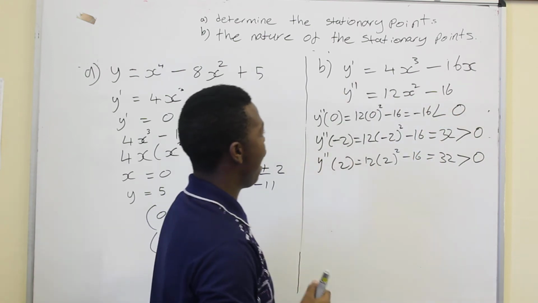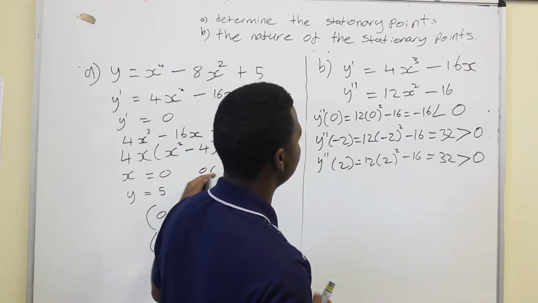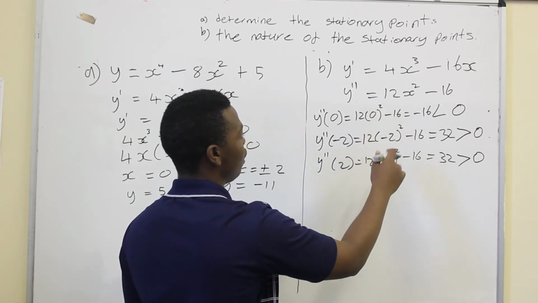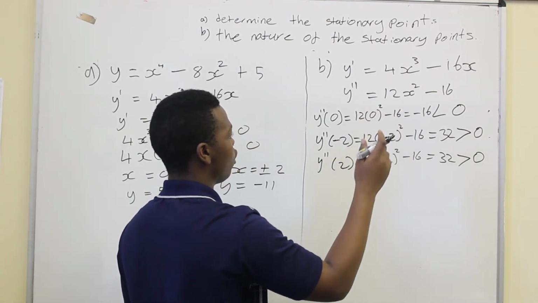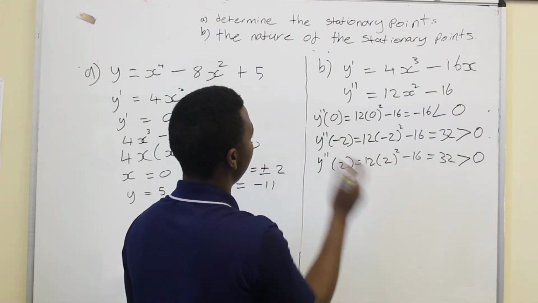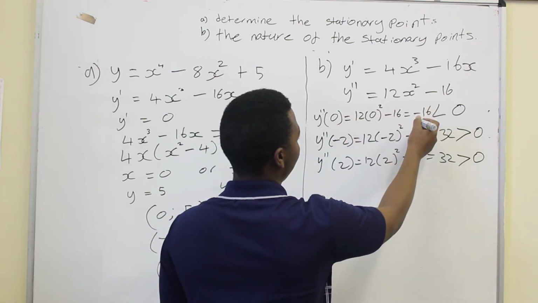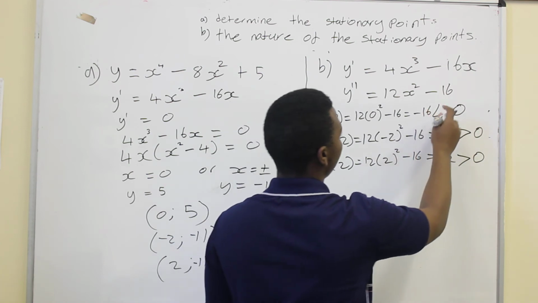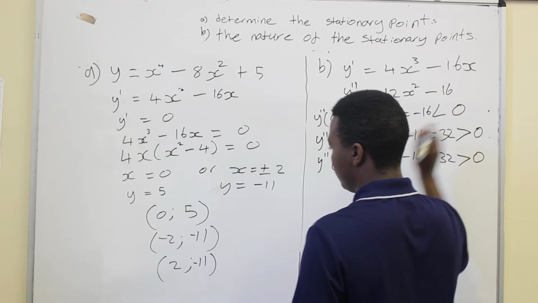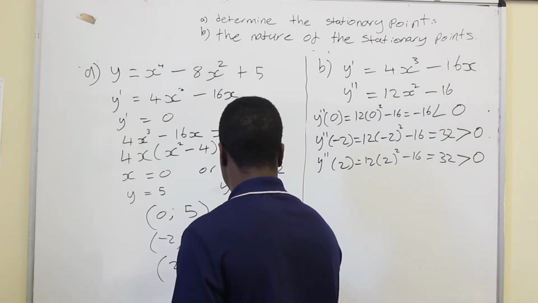Then I have to substitute my values for x into the function, to see whether it's greater or less than 0, to be able to determine the nature of the point. When I substituted 0 there, my answer was minus 16, which is less than 0. That means this is a maximum point.